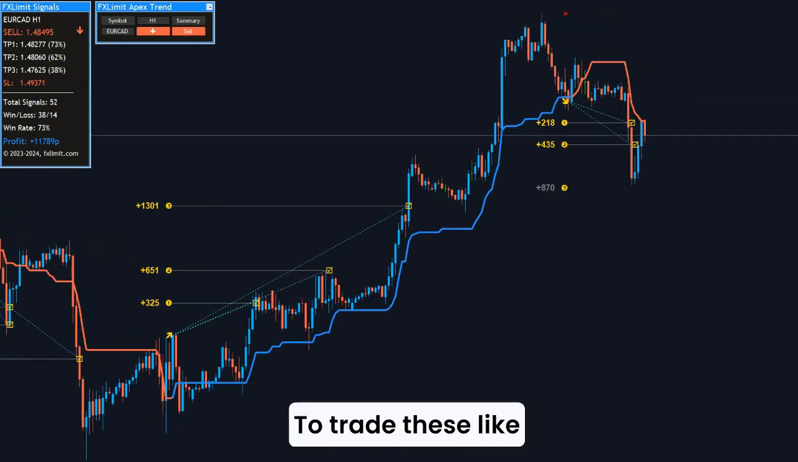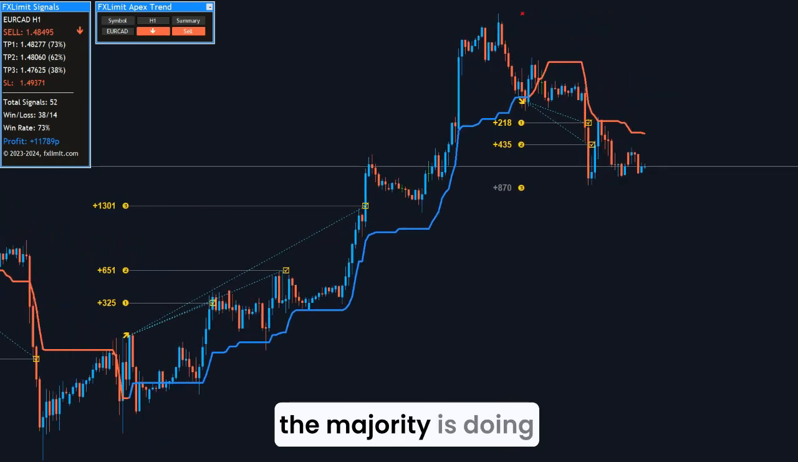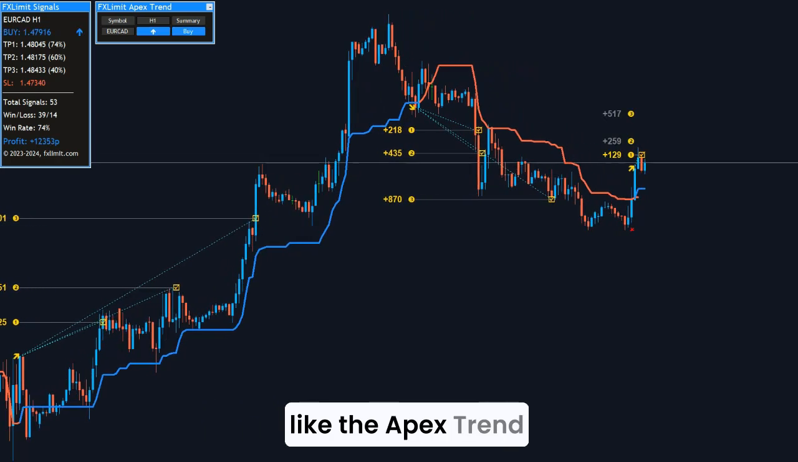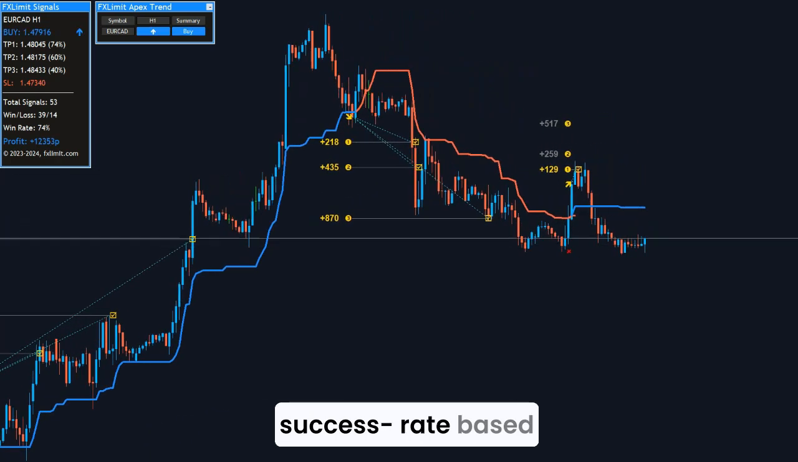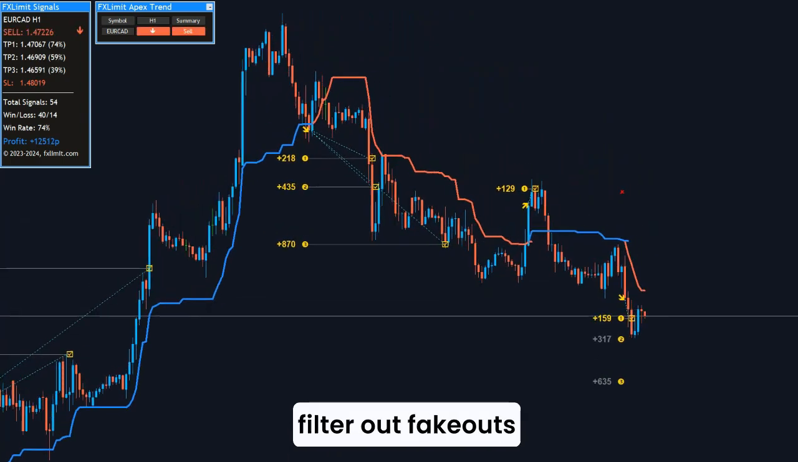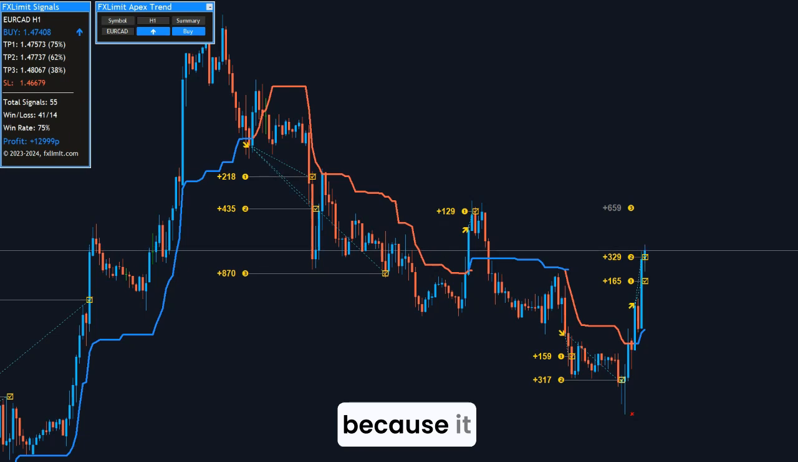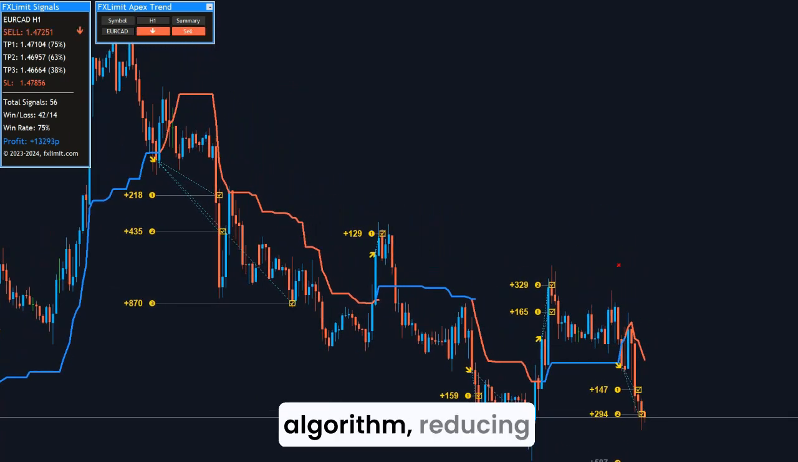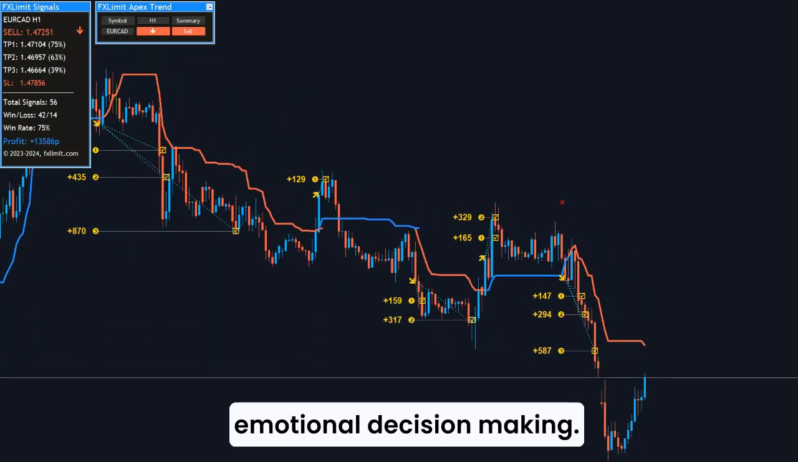To trade these like a pro, you have to think about what the majority is doing and do the opposite. If you use a tool like the Apex Trend Indicator, its success rate-based alerts can help you filter out fakeouts from genuine moves because it calculates entry and exit signals using a high-accuracy algorithm, reducing emotional decision-making.